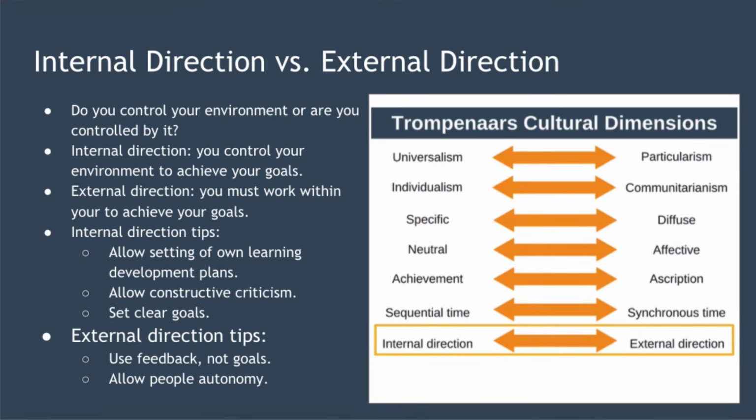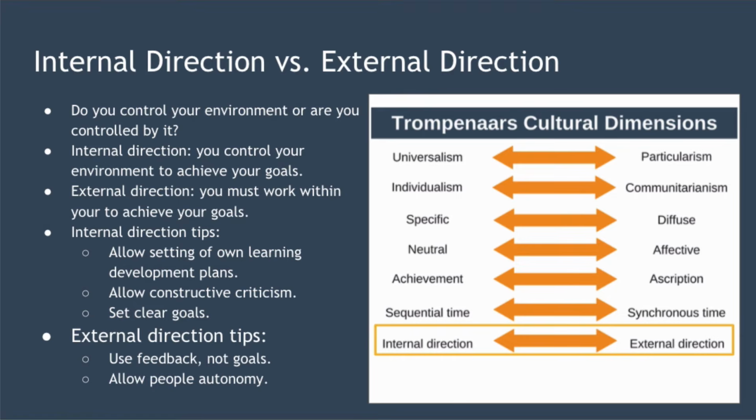So the final dimension is internal direction versus external direction, and this can be summarized by asking, do we control our environment or are we controlled by it? So in an internal direction culture, people believe that they can control their environment to achieve their goals. So the focus is selfish. It's about oneself, one's team, and one's organization. Now, winning is important in these cultures, and aggressive personalities are thus prevalent. So examples of these cultures include the US, Australia, and the United Kingdom.